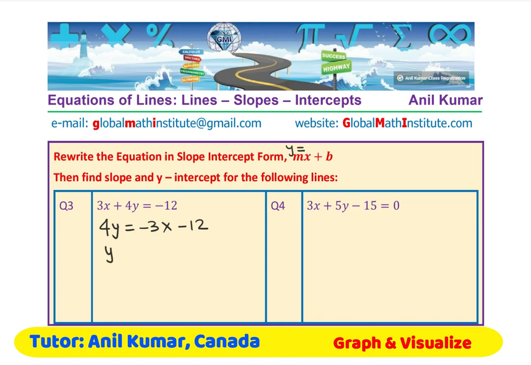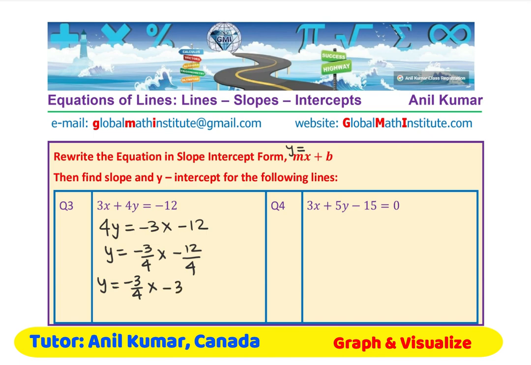Now we are going to divide by 4. So you get minus 3 by 4x minus 12 by 4, correct? Now 12 by 4 can be reduced, so always simplify your fractions to the lowest term. It is minus 3. Makes sense?